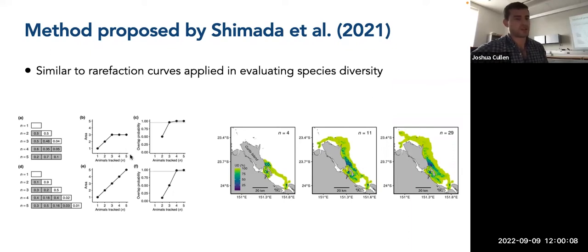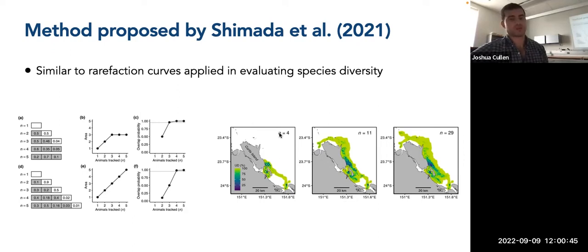So this is showing two examples here on the left where we have these curves, and we essentially want to reach an asymptote, showing that we've sampled enough individuals to estimate the population utilization distribution well. If the area keeps increasing as you add more and more individuals, you probably need to continue sampling more individuals. And this is shown in a spatial context here on the right, where each of these separate subplots shows a different subset of the data.